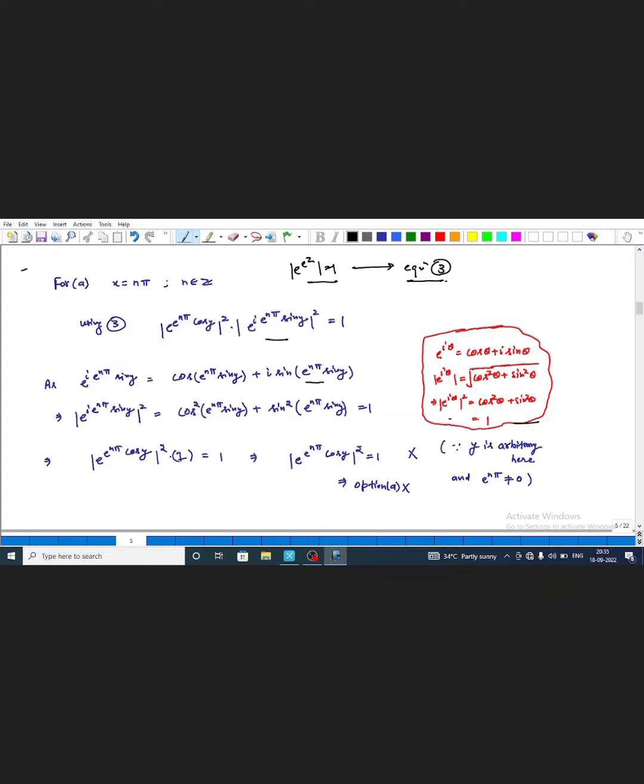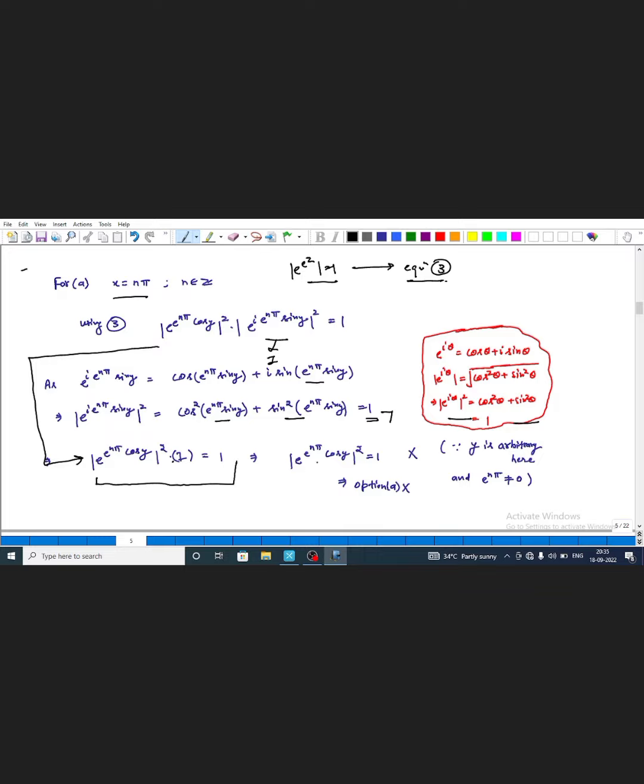Now using this, we have the square of the modulus of e^(iy) into e^(x cos y)... is equal to cos² this plus sin² this, and this is equal to 1. It's a general rule. Now this implies that, using this, the square of the modulus of e^(nπ) cos y, this value is equal to 1. Now for this we have to verify whether this is true or not.